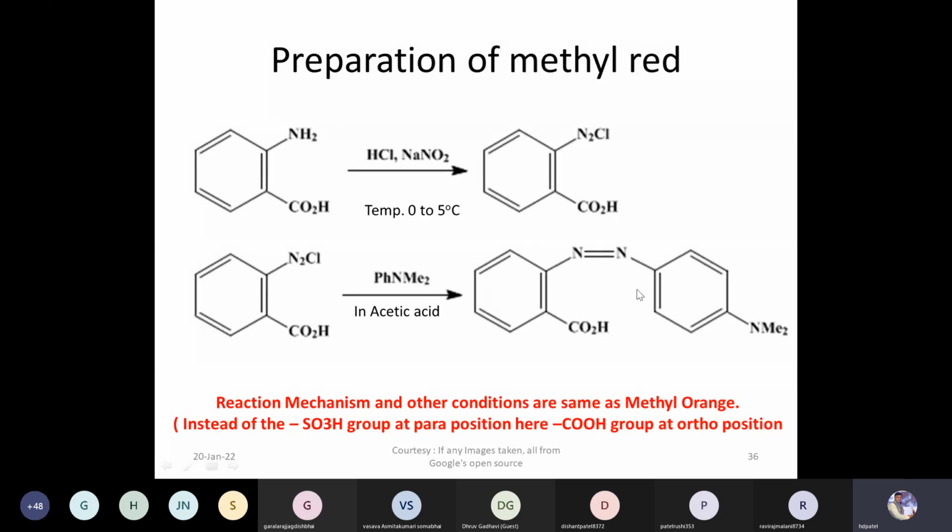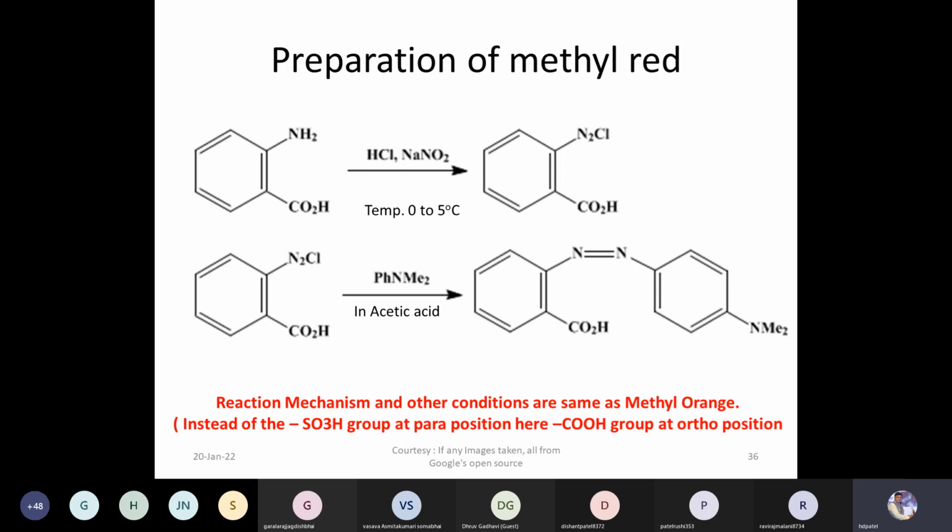When we add N,N-dimethyl aniline to the diazonium salt, the coupling reaction will take place and we will get the product. Its name is methyl red. Here the reaction mechanism and other conditions are the same as for methyl orange. Instead of SO3H group, we have to consider COOH group at ortho position to NH2. So we can say everything is same.